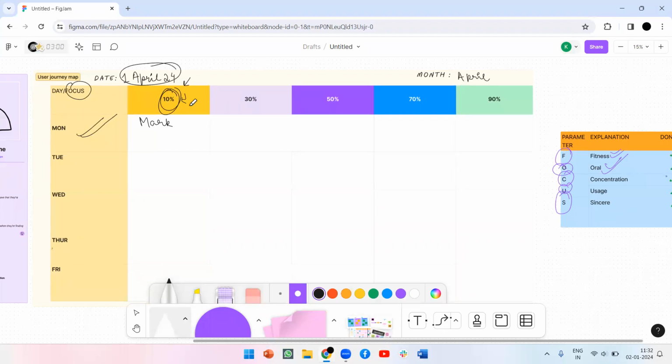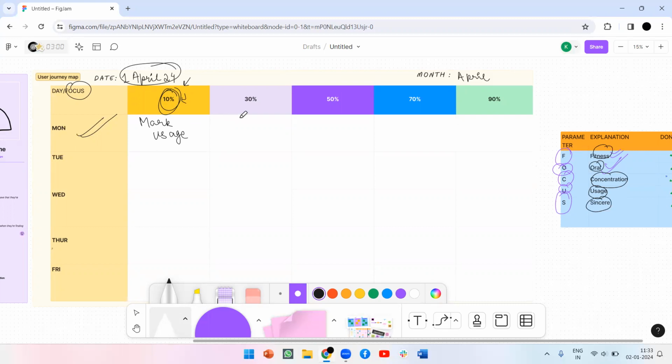Now, what was the 10% actually? Is it fitness? Is it oral evaluation, or concentration, or usage, or sincerity? So I will write here usage. That particular student was 10% as far as usage is concerned. So 10% is the parameter up to which the student is able to justify that parameter.